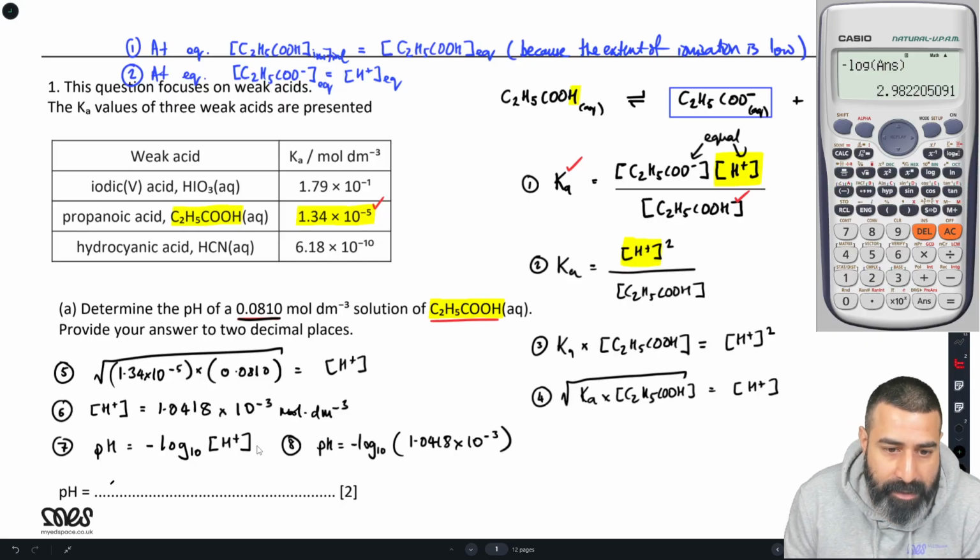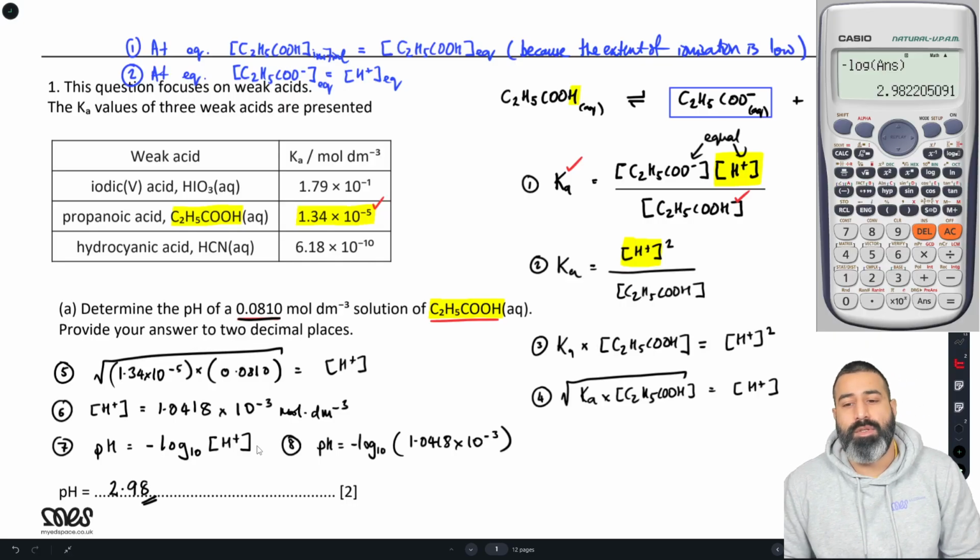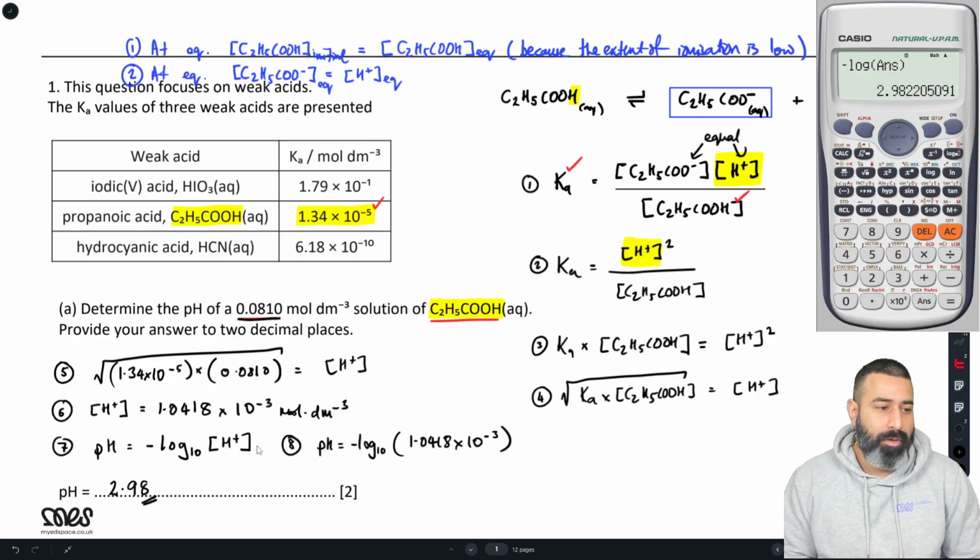Always 2 decimal places. In fact, it even tells you that in the question. Now, it seems like a lot of work, but once you know the approach and you know all the equations, this is a relatively trivial question.